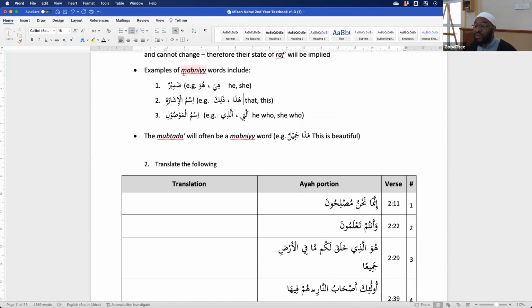Huwa, hum, hiya, huma. Huwa kabirun. Huwa kabirun means he is big. Excellent. The next one is again ismul ishara: hadha, hadhihi, dhalika, tilka, ha'ula'i, ula'ika.